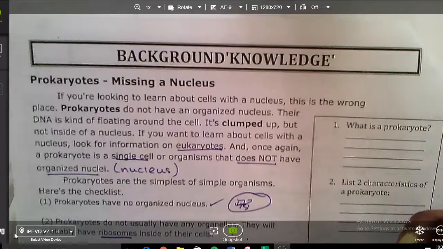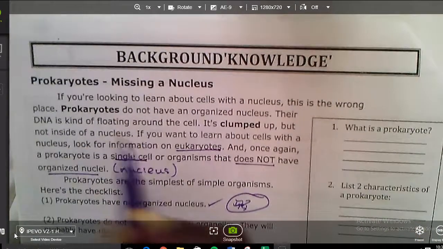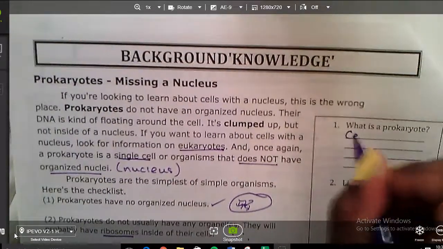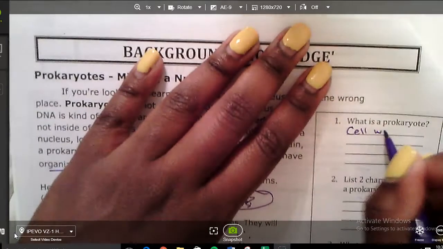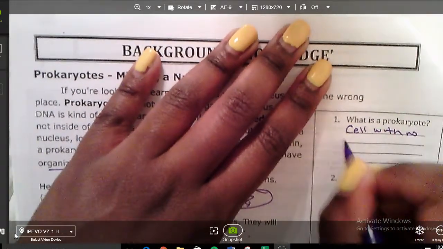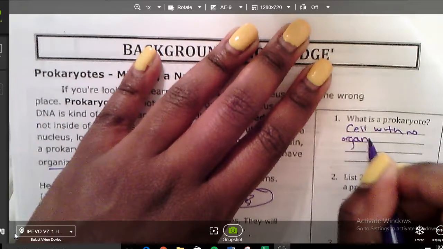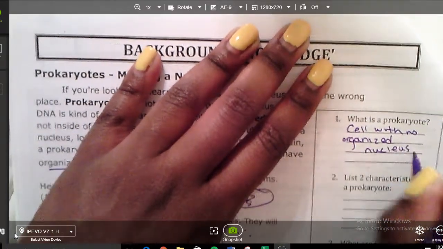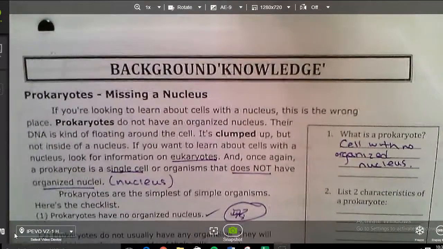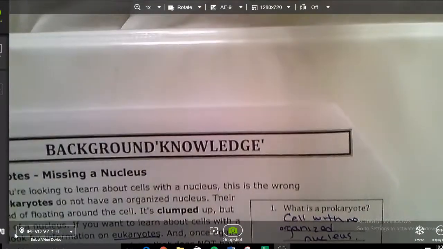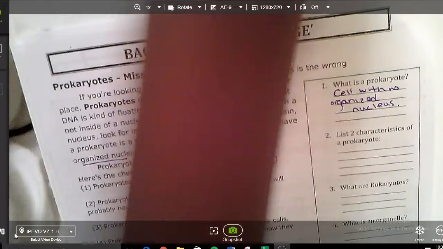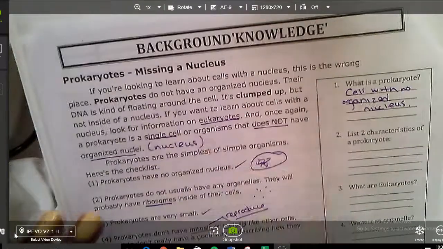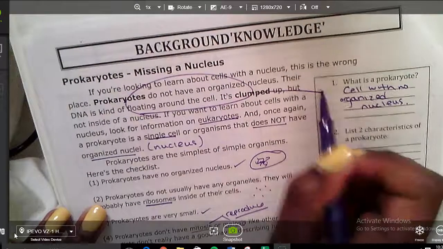So number 1 says, what is a prokaryote? You need to say it is a cell with no organized nucleus. Let's shift this over just a bit. All right, excellent. And then we got that information from right here.